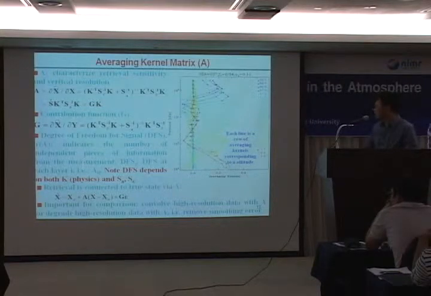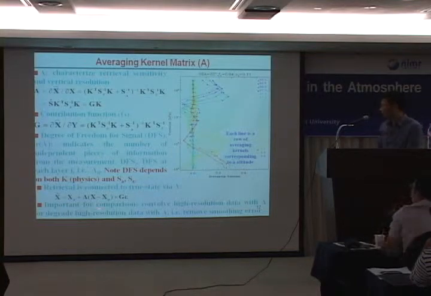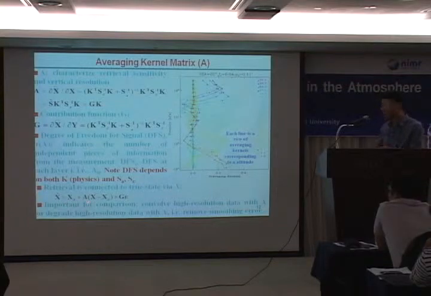With this averaging kernel, you can relate the retrieval to the true state using this equation. Basically, the retrieval depends on the a priori, plus the averaging kernel convolved with the difference between the true state and the a priori, with some retrieval noise. This equation is very important, especially for doing comparison and validation.